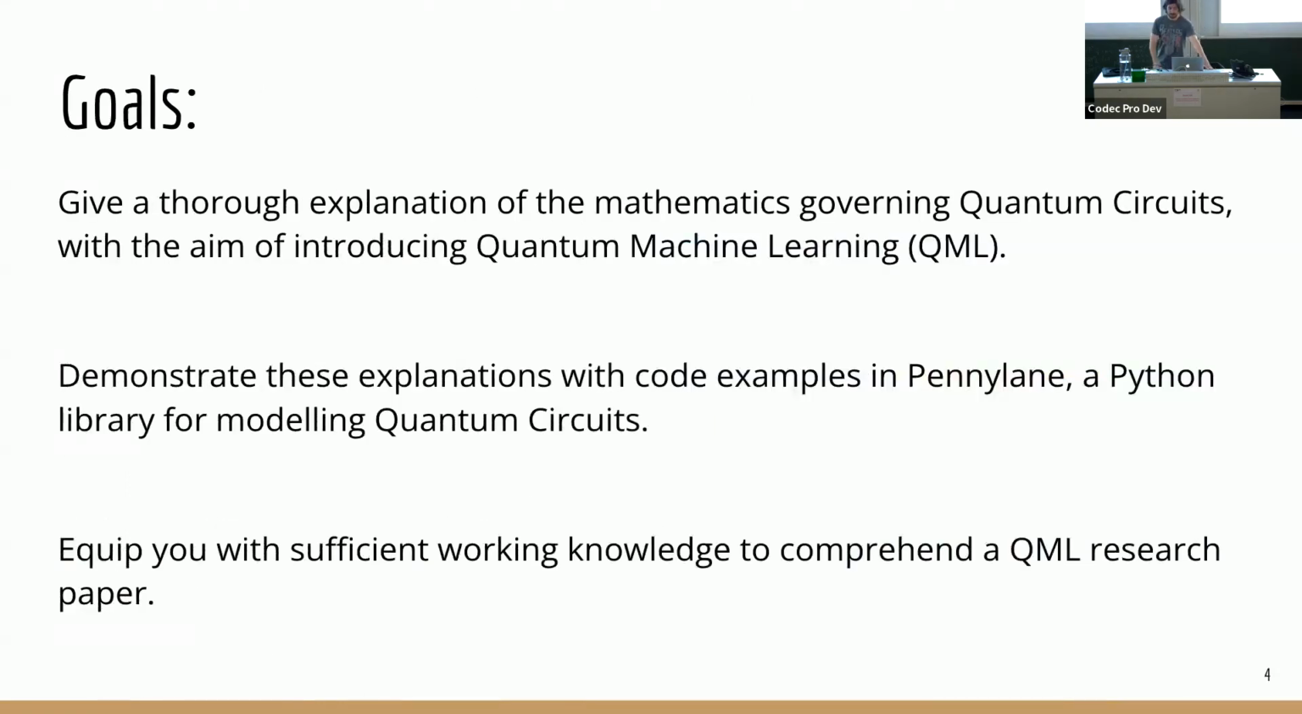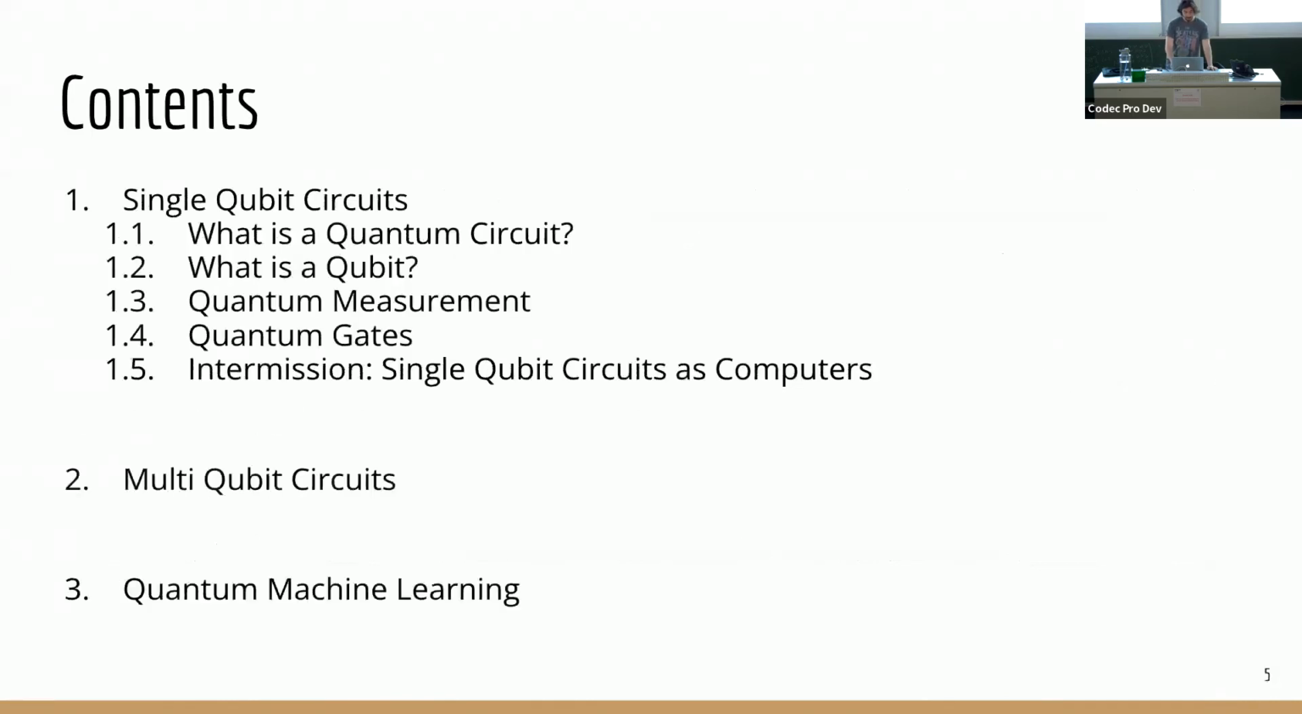So the goals of this presentation are threefold. I want to give you a thorough explanation of the foundational mathematics governing quantum circuits, aiming in the direction of introducing you to quantum machine learning, abbreviated as QML. I want to demonstrate these explanations with code examples using Pennylane, which is a Python library meant to simulate quantum circuits that's really geared towards QML. And I want to equip you with sufficient working knowledge such that you could look at a QML research paper and understand what they are actually talking about and feel grounded and know what's going on.